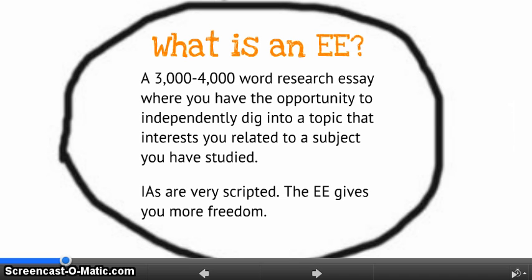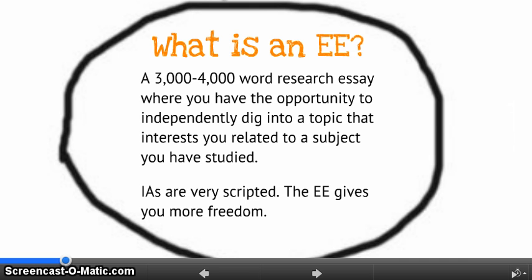So what exactly is an extended essay? Well, at its root, it's just a 3,000 to 4,000 word research essay. That's the main component. It's cool because you have the opportunity, as I said, to independently dig into a topic that interests you. There's the key word, interests you. And it should be something that relates to a subject that you have studied with IB.